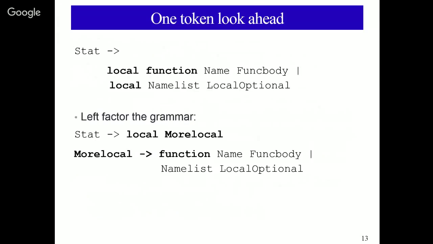And how do we do that? Well, we factor out the local, and then we introduce a new symbol. Lack of creativity, we're just going to call it more local. What does more local have? Well, more local is what's left. Once you took out local, what's left? Well, function, name, function body, name list, local optional. That's what's left. That's what goes into more local.